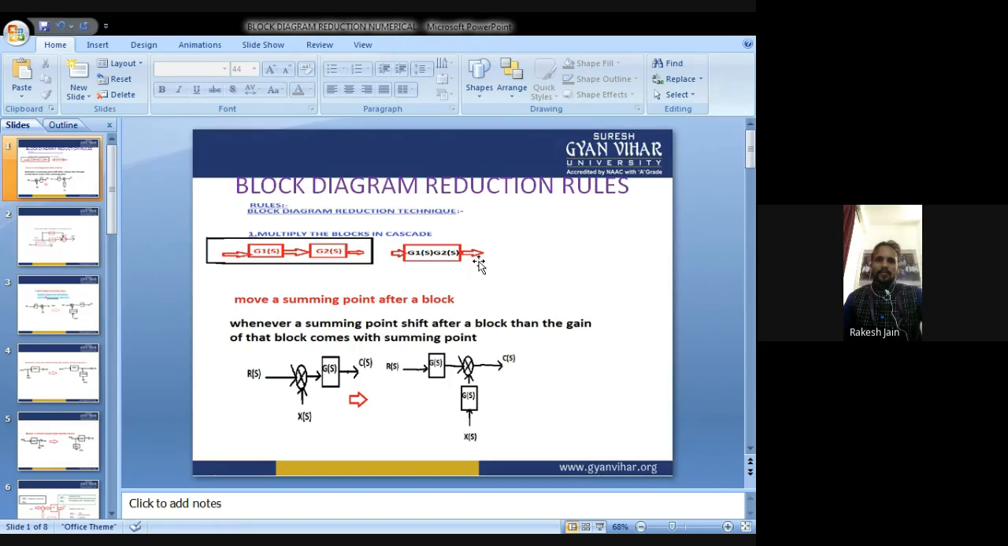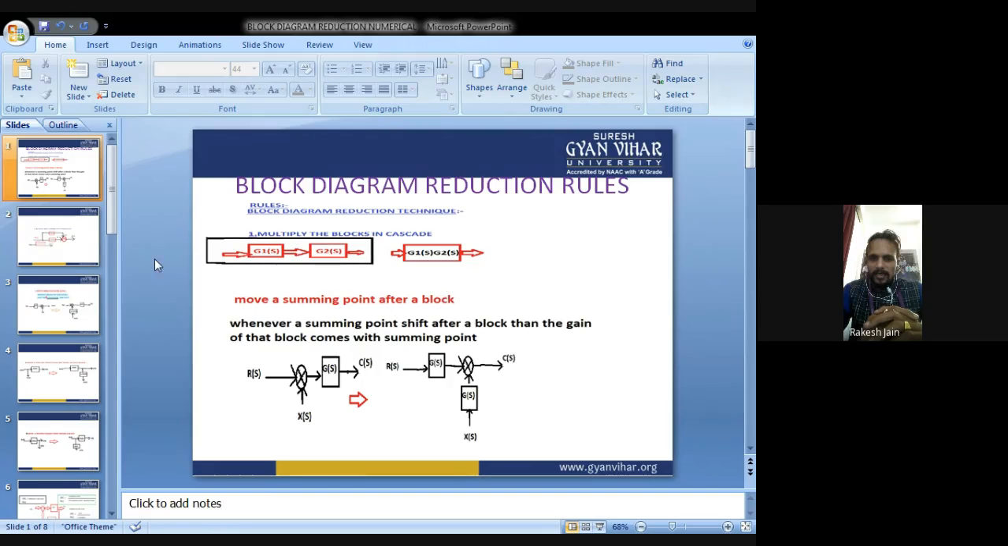In this PPT there are certain rules behind the block diagram reduction technique. The first and foremost rule: if the blocks are in cascade, for example one block gain is G1s and another block gain is G2s, then to reduce this we have to multiply them. So what is the first rule? If the blocks are in cascade, then we have to multiply the gain of those blocks.